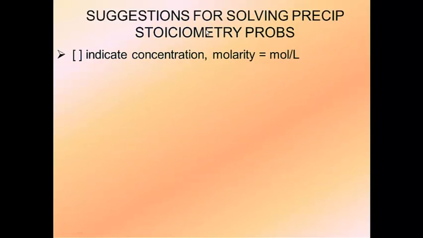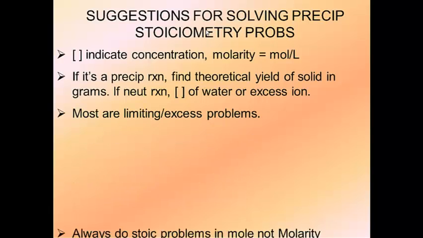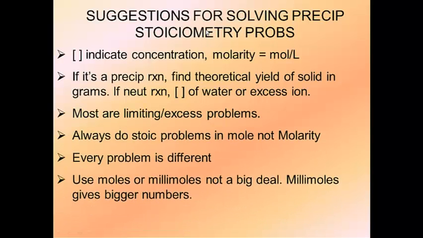Alright, a couple of suggestions for doing stoichiometry problems. Most of the time they're very long, they're multi-step, and they're very hard. The brackets indicate concentration. You will be doing two types, precipitate and neutralization. If it's a precipitate problem, chances are they're looking for the mass of the solid. If it's a neutralization problem, they're just looking for the concentration of the water or the excess ion or the weak acid or any such thing like that.